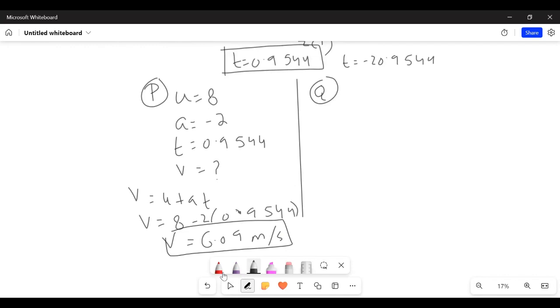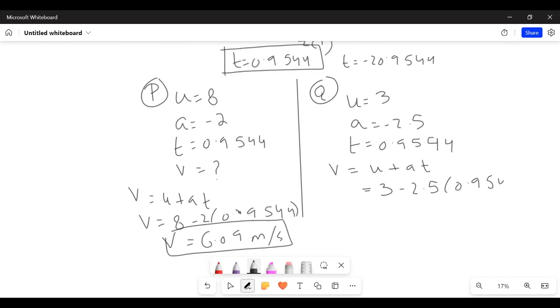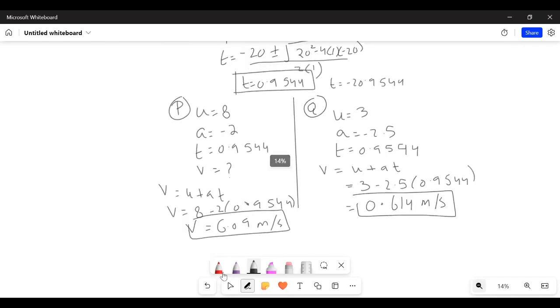Similarly for Q, U is 3, A is negative 2.5 and time is the same, 0.9544. Use the same equation of motion. V is equal to U plus AT. 3 minus 2.5 times 0.9544, which gives 0.614. Yeah, answers.